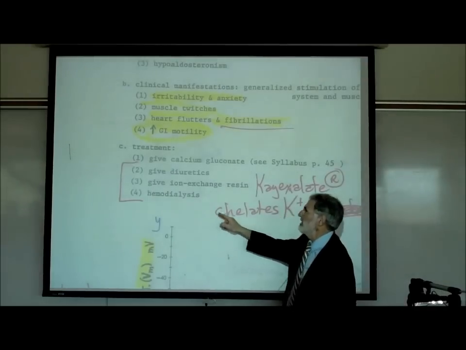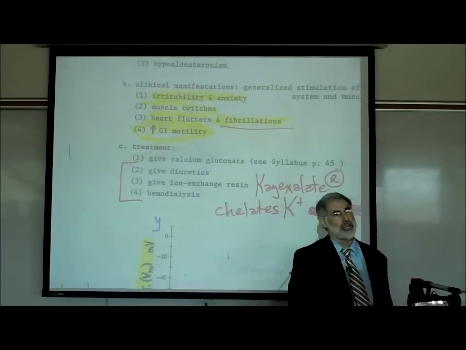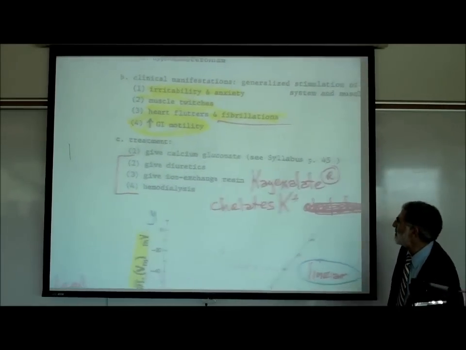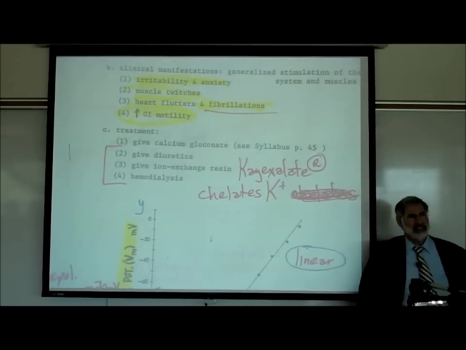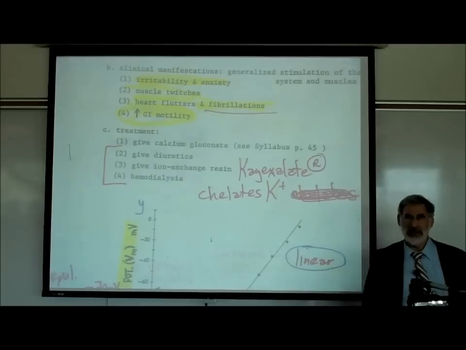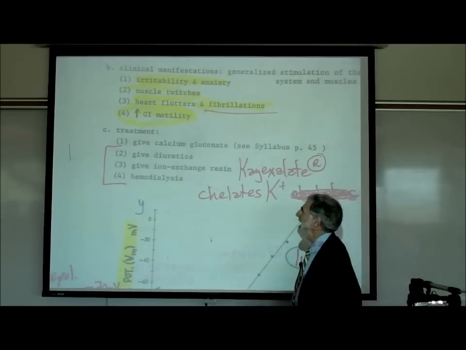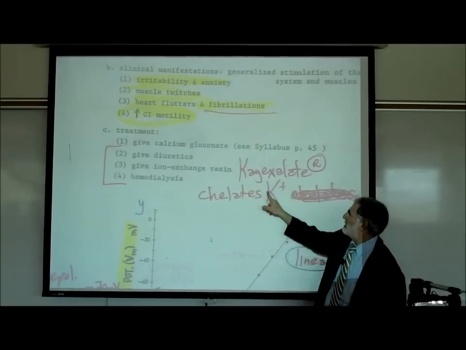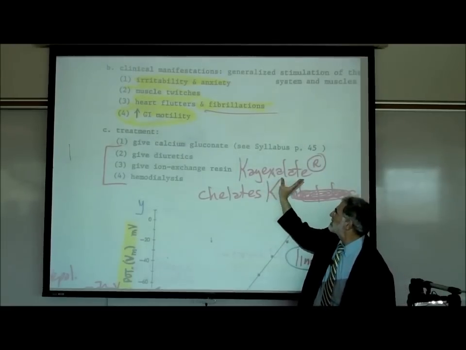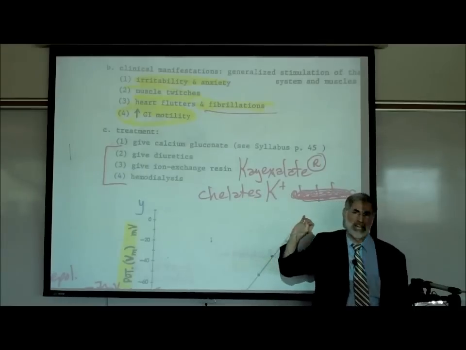Another thing they can do is to give something called an ion exchange resin. An example of that is called Kayexalate. I'm not asking you to know the name of this stuff. Has anybody ever heard of it? Okay, what is Kayexalate? What is an ion exchange resin? The K stands for potassium. Exalate is supposed to remind you of the word chelate.